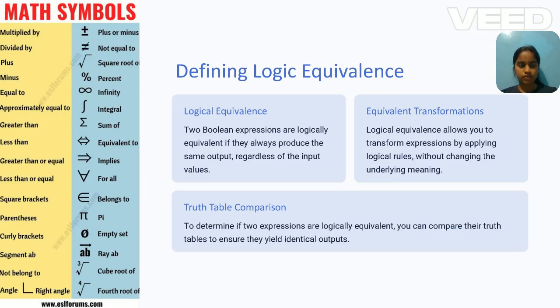Defining logical equivalence: two Boolean expressions are logically equivalent if they always produce the same output regardless of the input values. Equivalent transformation: logical equivalence allows you to transform expressions by applying the logical rules without changing the underlying meaning. The third one is truth table comparisons. To determine if two expressions are logically equivalent, you can compare them with the truth table to ensure identical outputs.